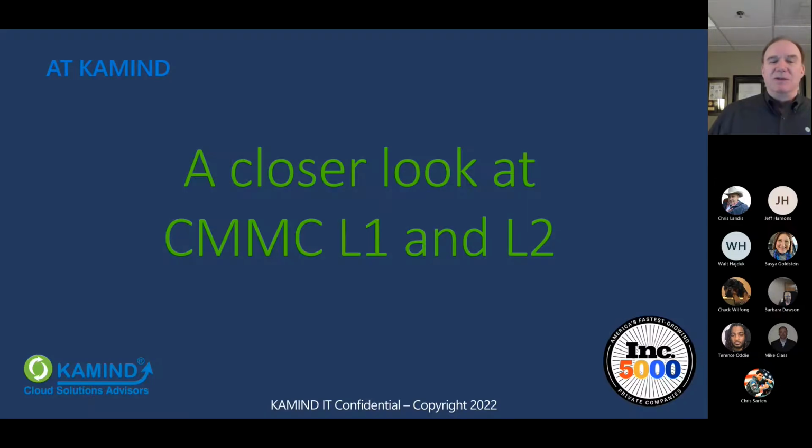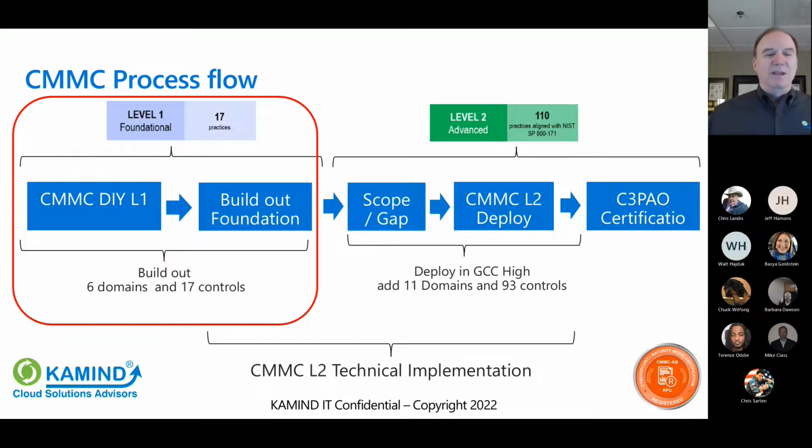So when you take a look at CMMC level 1 and level 2, and some of you have seen our presentations before, you'll notice that we have this theme, this process flow. What we have in level 1 is really about building out the foundation. All of you that are going for level 2 have to do your level 1. Level 1 has 6 domains and 17 controls, and level 2 has the additional 11 domains and 93 controls. The combination of level 1 and level 2 is NIST 800-171, the 110 controls. So you're going to have to go through the whole process.